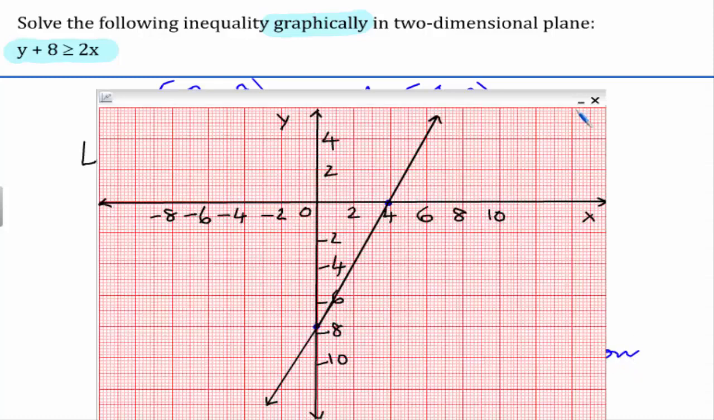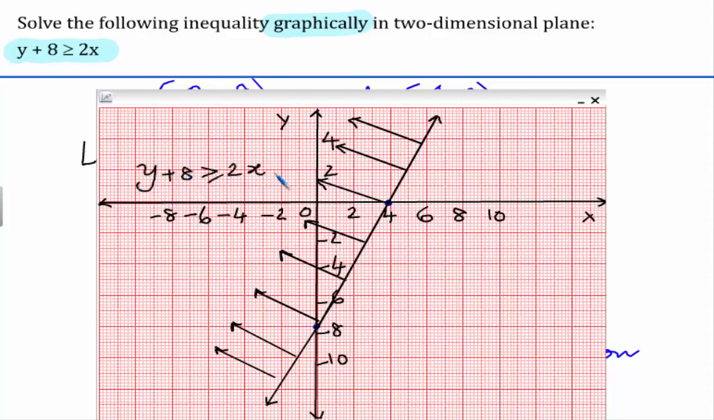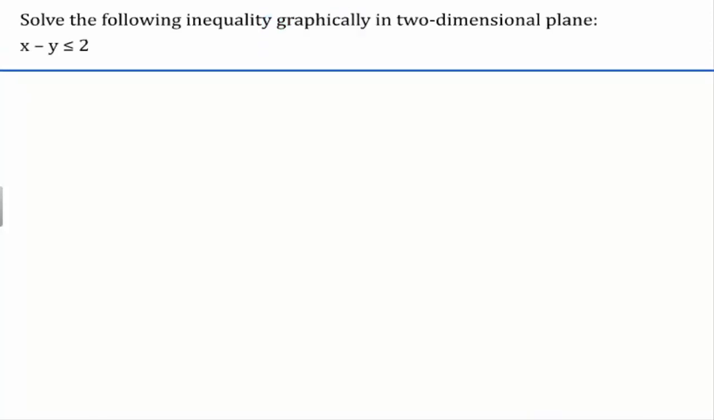So that means the arrow marks we need to draw towards the origin. So all the points towards this region are the solutions for the given inequality. So the given inequality is y plus 8 greater than or equal to 2x. In this question, we need to solve the given inequality using the graph. Let us see the solution for this.